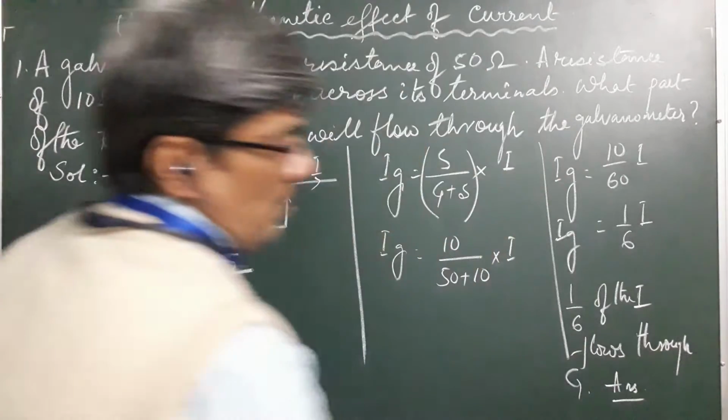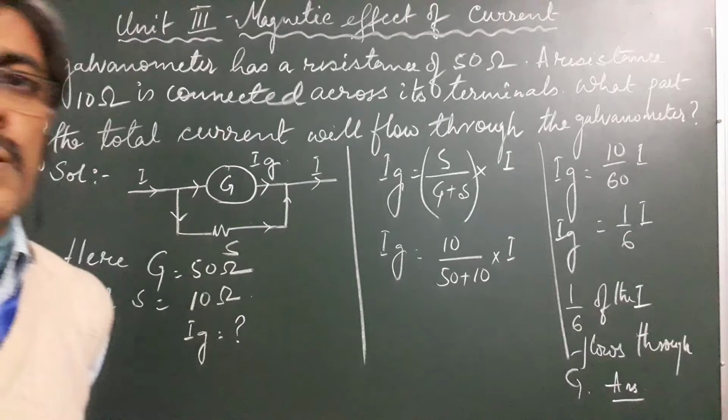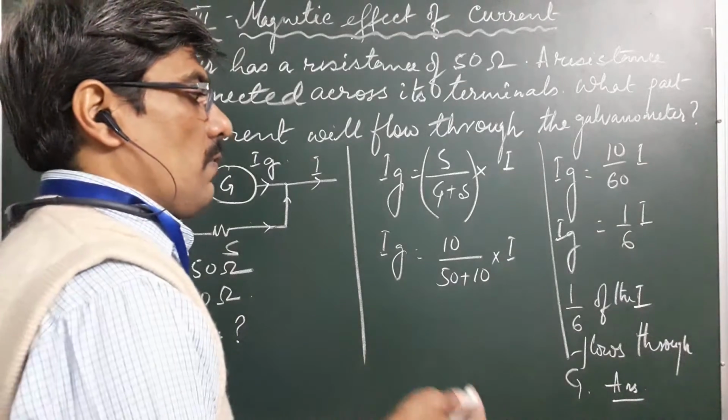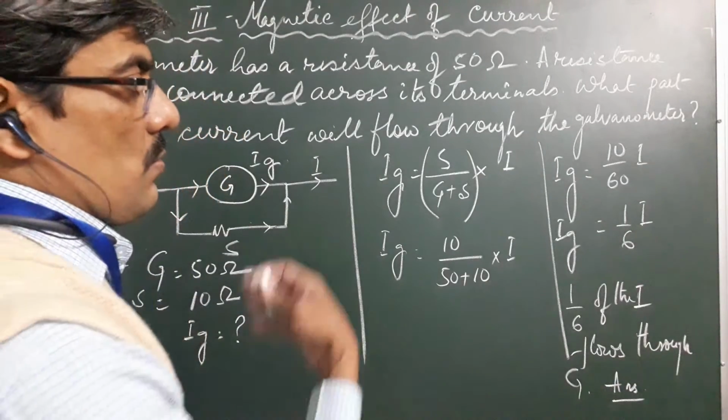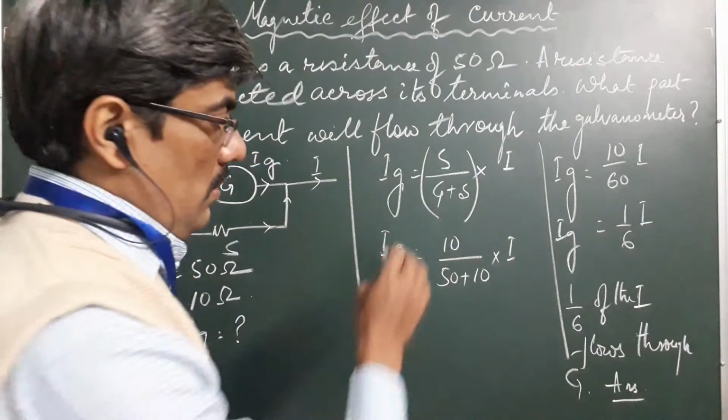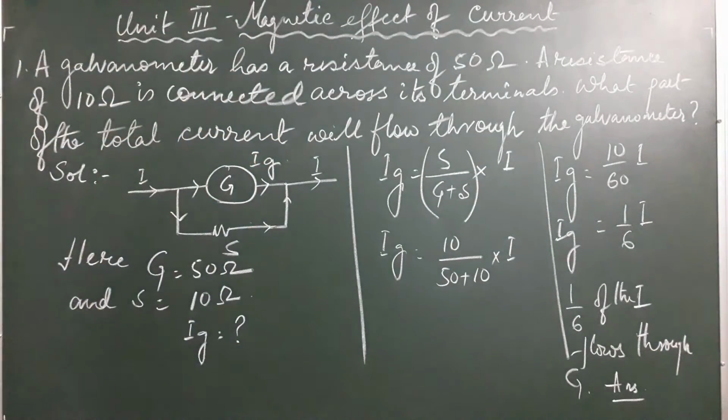Even if you do not know what is the value of the main current, you can find out the ratio, or you can find out the fraction of the current that actually passes through the galvanometer. This is the answer. This is how you solve it.